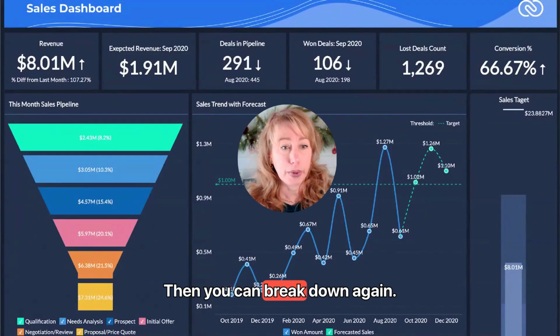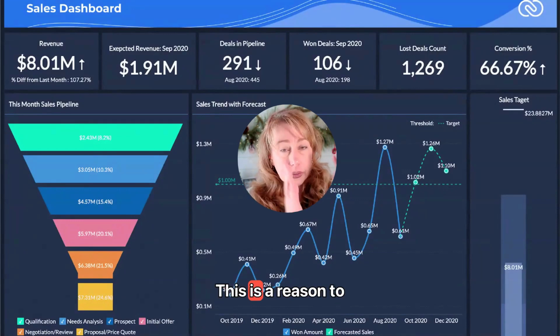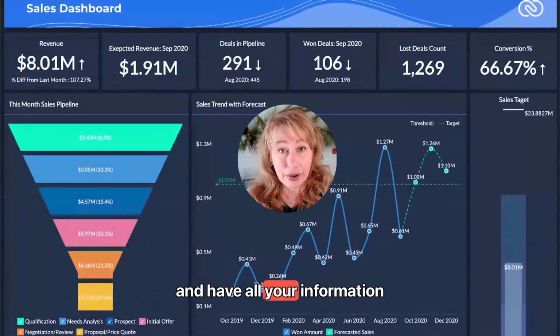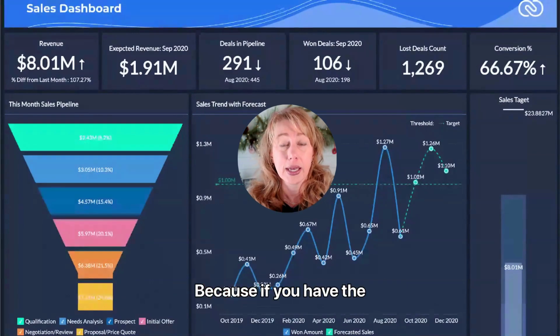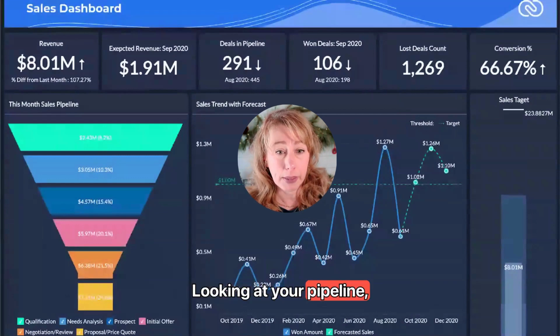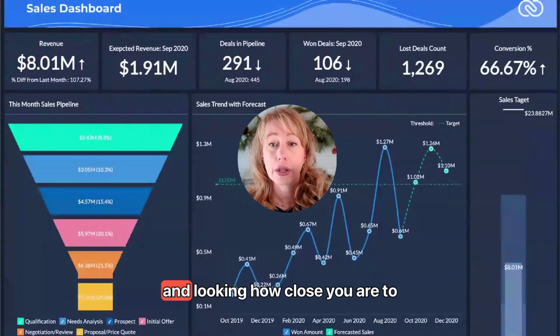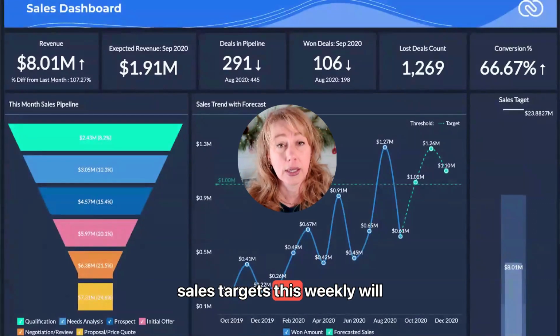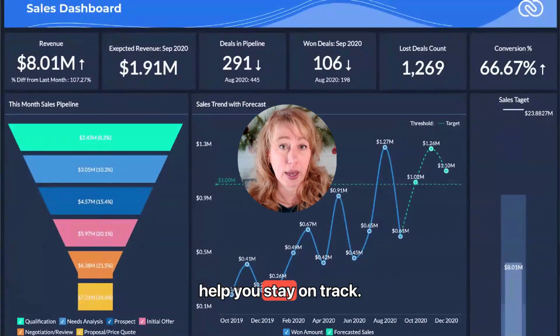Then you can break down, again, this is a reason to have customized your lead phases and have all your information in your CRM, because if you have the information here, your dashboards mean something. Looking at your pipeline, looking at your sales trend, and looking how close you are to sales targets. This weekly will help you stay on track.